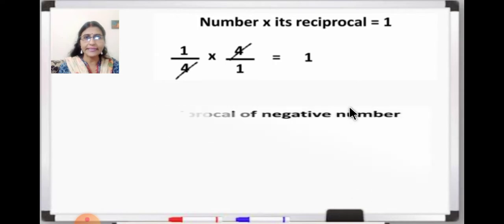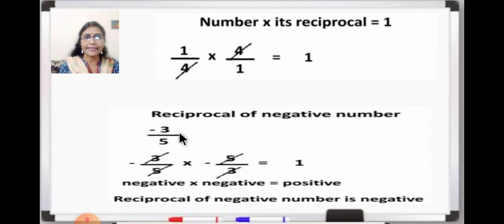So let us take another example. Negative rational number minus 3 upon 5. This is a negative rational number. So we will write its reciprocal. The reciprocal of minus 3 upon 5 will be minus 5 upon 3. So here you can see this 3 will be cut. This also will be reduced. And then here negative multiplied by negative. Negative multiplied by negative is positive. And you will get here 1. So the reciprocal of a negative number is negative. You can see here this is a negative rational number and its reciprocal also is negative.